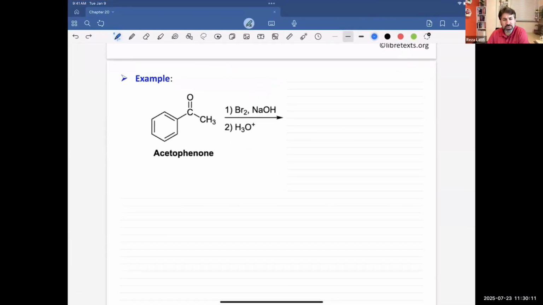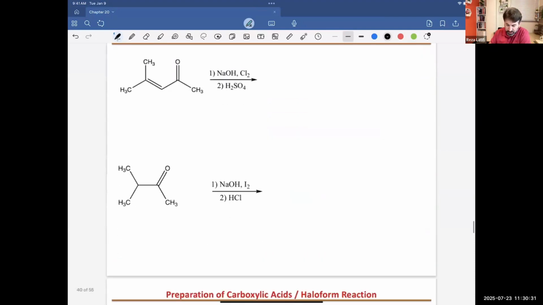And we have a good number of examples. One of the examples that I already practiced, I said this one is simply going to turn to this acid. I'm not going to go through the mechanism again, plus CHBr3. But let's practice more examples.